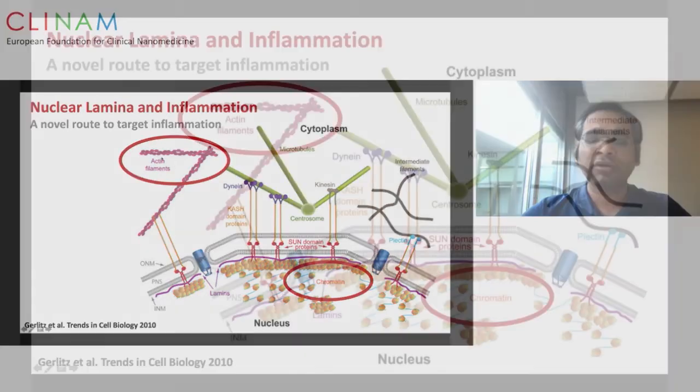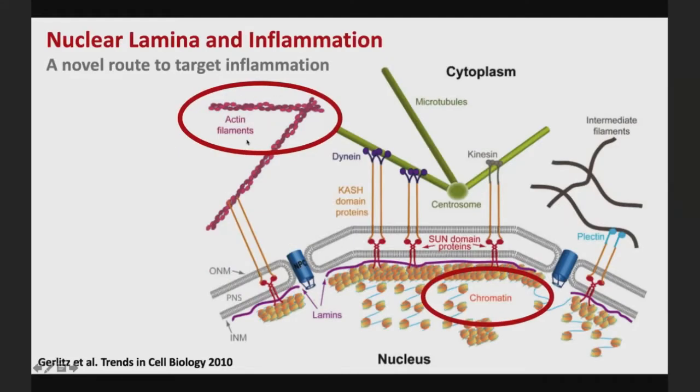So I have shown you that you can tune inflammation by targeting actin filaments. You can tune inflammation by targeting the chromatin epigenetic modification. But these two compartments or parameters are not independent. They are physically connected. If you look at actin filaments, they are physically connected with the chromatin via nuclear envelope proteins, which have a cytoplasmic domain on one side to bind to the actin, and a nucleoplasmic domain which binds to the chromatin.